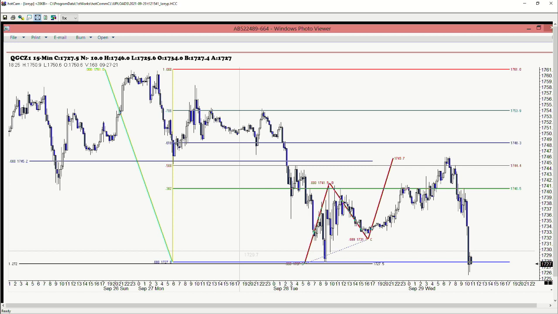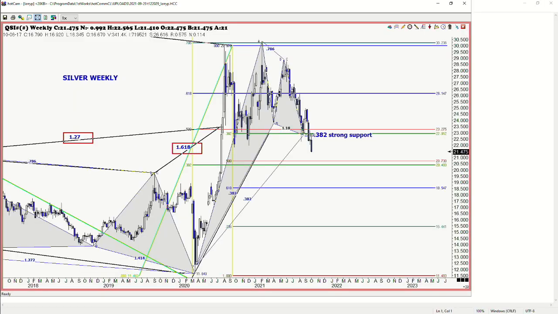All right, here is the silver chart. Get it up here so you'll see it. This is the weekly, then I'll do the daily. We broke that 382 retracement yesterday at 22.80. We dropped more than a dollar an ounce today. We got all the way down to 21.35. We're trading at 21.48 right now. The ABCD on this stretches all the way down here to 20.50.